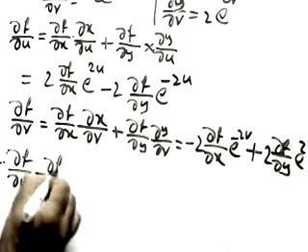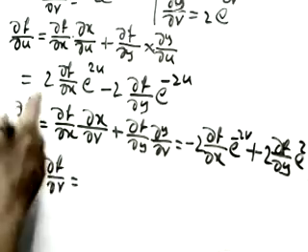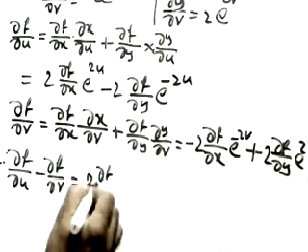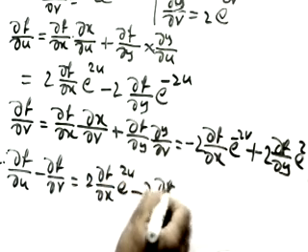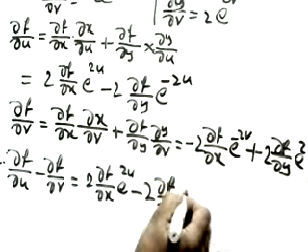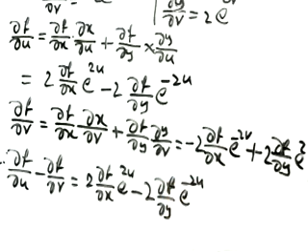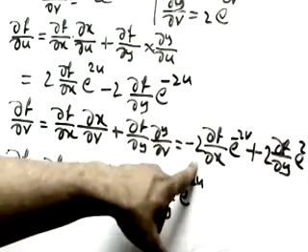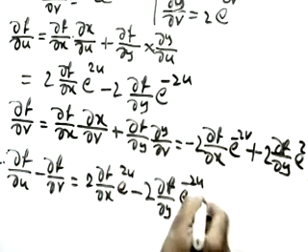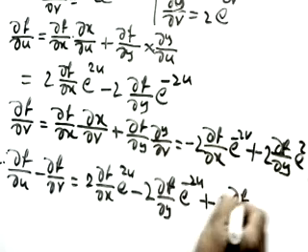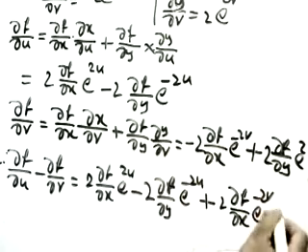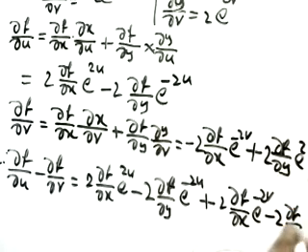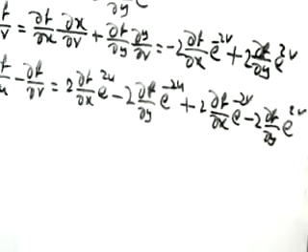Therefore, ∂f/∂u minus ∂f/∂v equals 2 ∂f/∂x e^(2u) minus 2 ∂f/∂y e^(-2u). Now it is minus, so you multiply this with minus. Minus into minus becomes plus 2 ∂f/∂x e^(-2v), and minus into plus is minus 2 ∂f/∂y e^(2v). Now let me solve this.